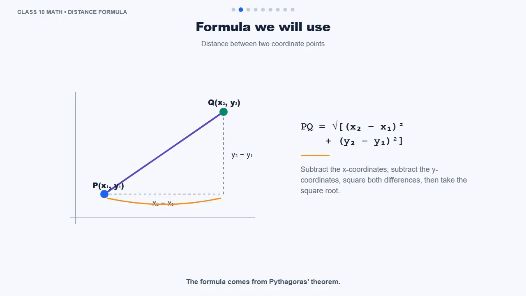The distance between P (x1, y1) and Q (x2, y2) is the square root of (x2 minus x1) squared plus (y2 minus y1) squared. It comes from Pythagoras theorem.